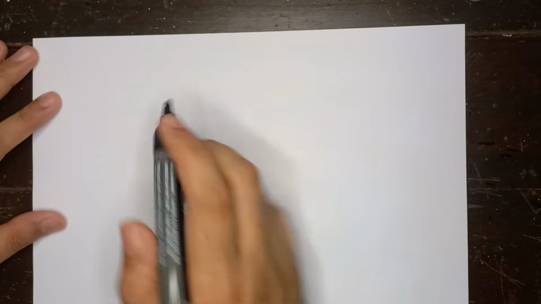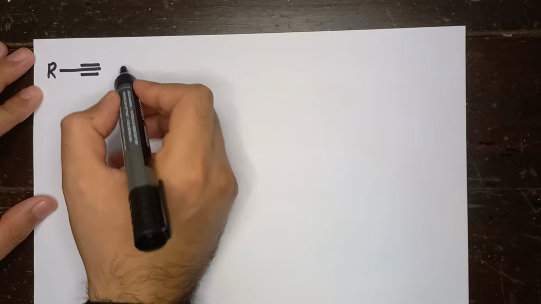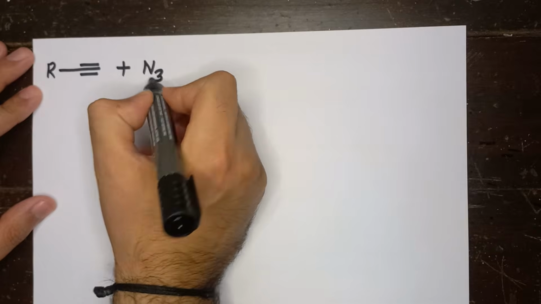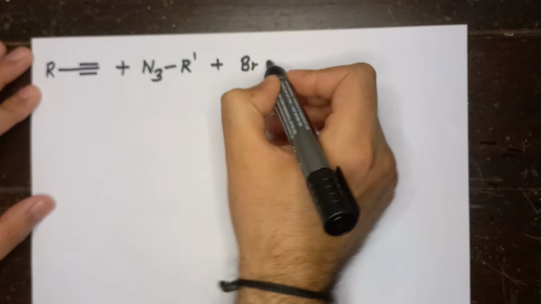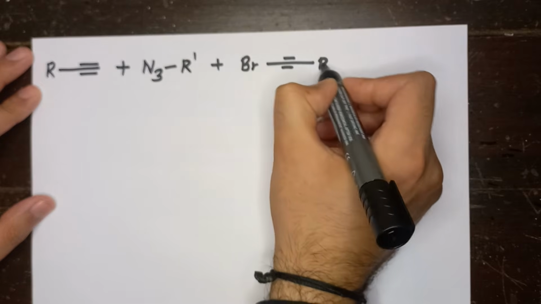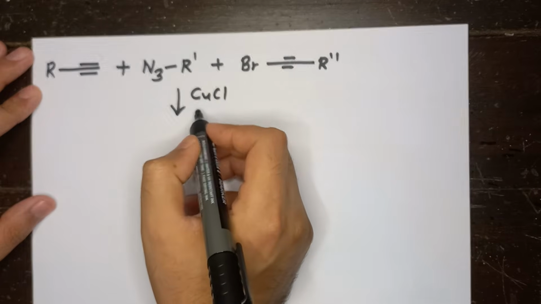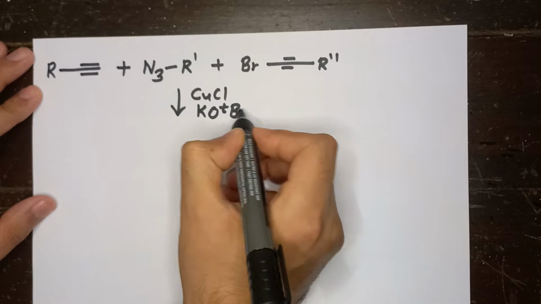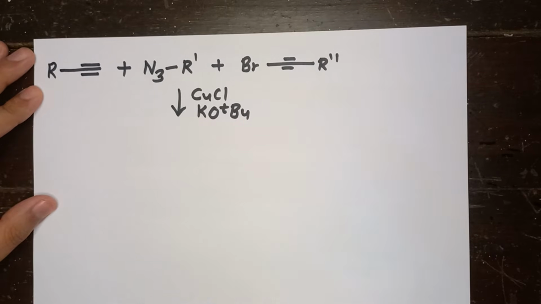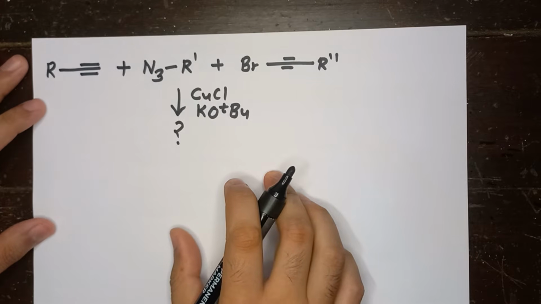Okay, so here's another question. So I have this terminal alkyne, I have this azide, and I have one more alkyne. And we are reacting this with copper chloride, and we have potassium tert-butoxide as a base. So pause the video, draw the mechanism and find out the product.